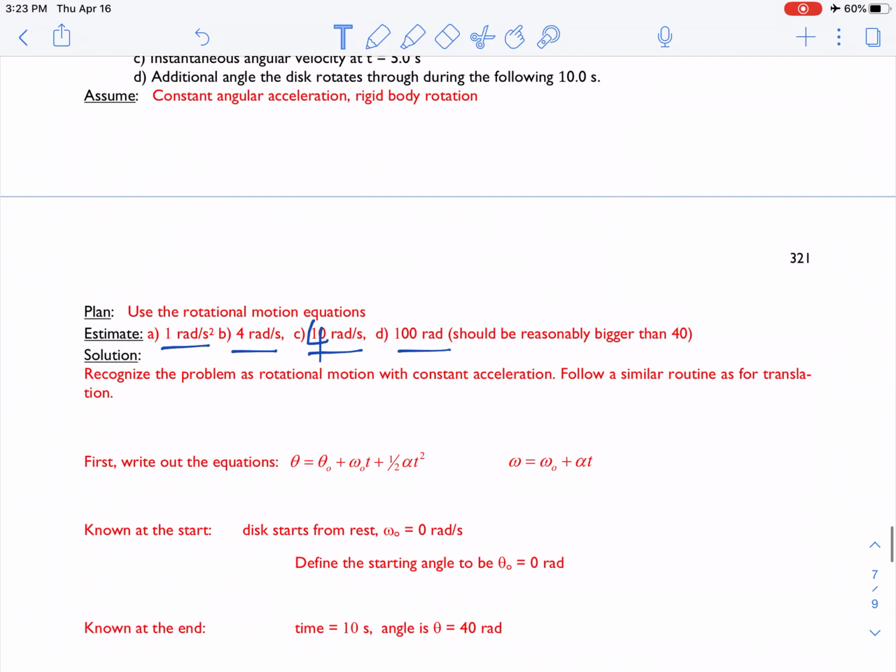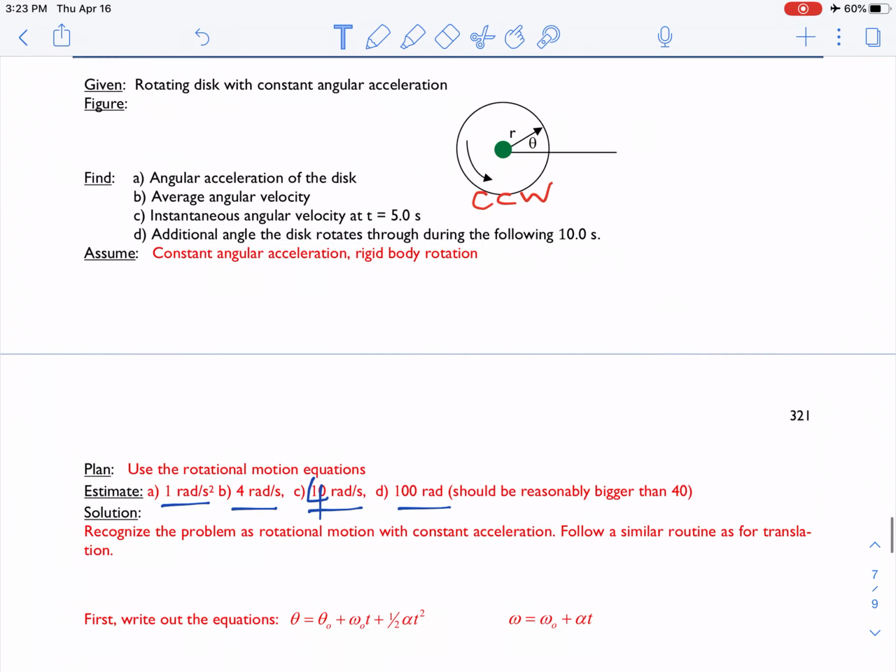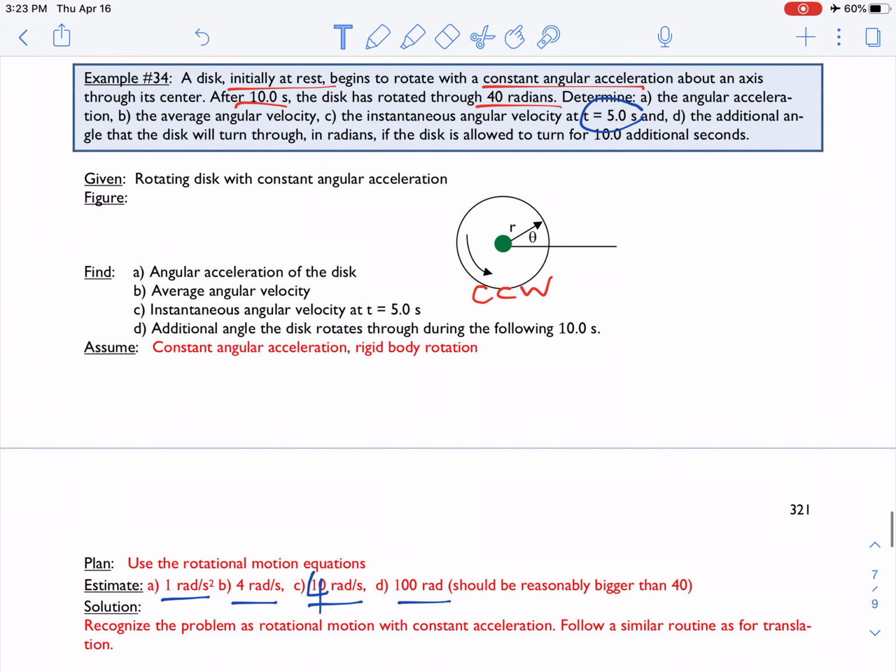Okay, so it's very similar estimations. Again, also kind of practice the units as well. Acceleration is radians per second squared instead of meters per second squared, and velocity is radians per second, and the additional angle, they're asking about angular position, that is in radians.